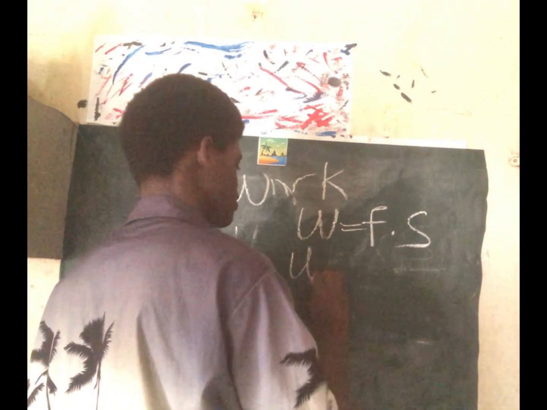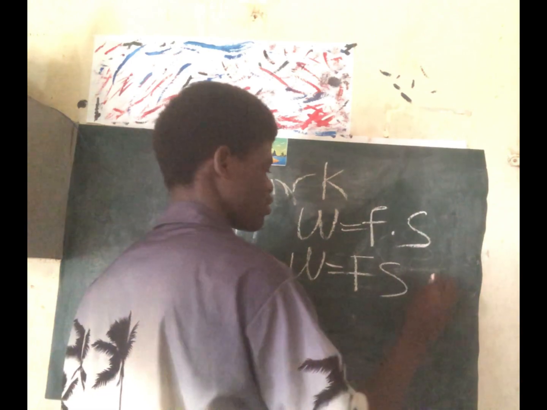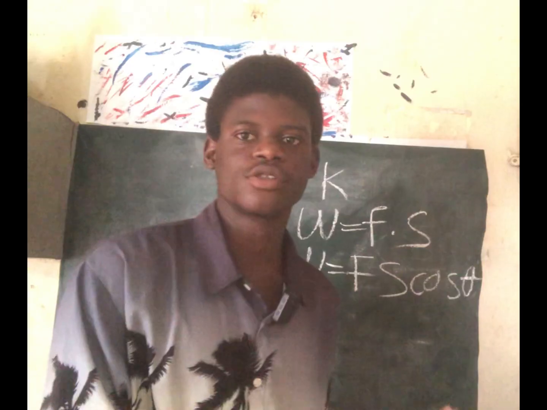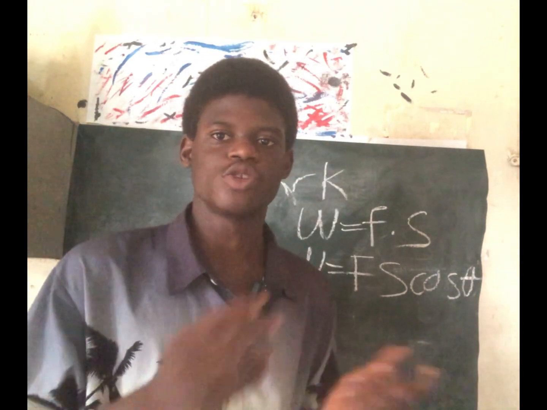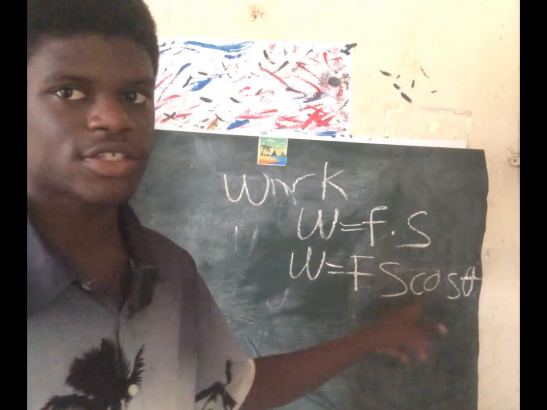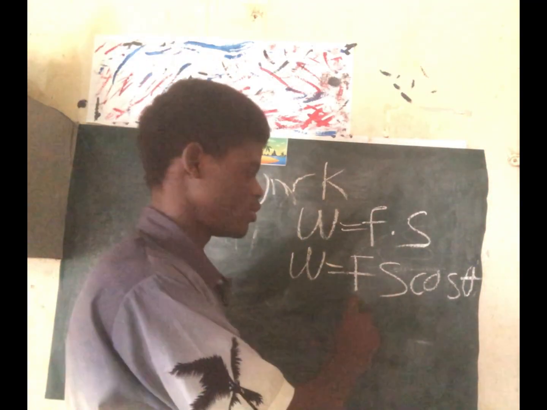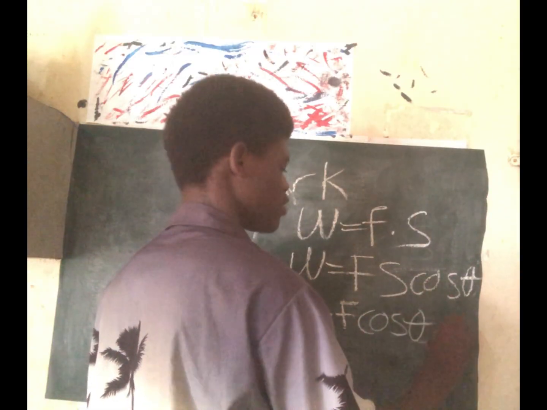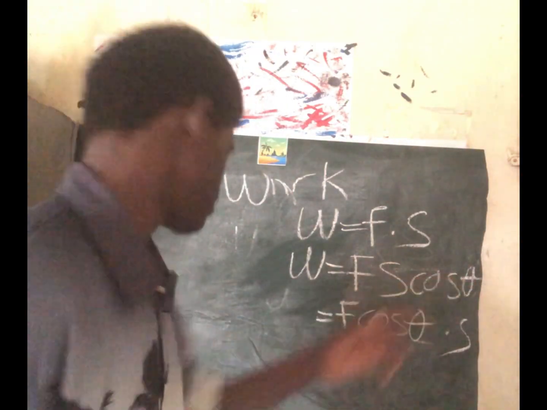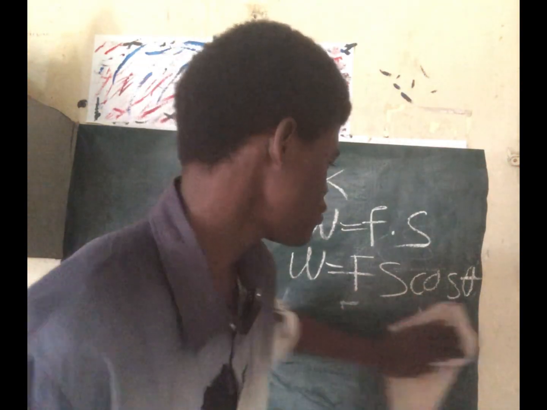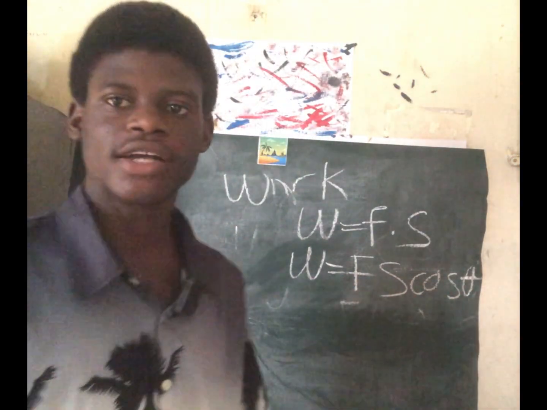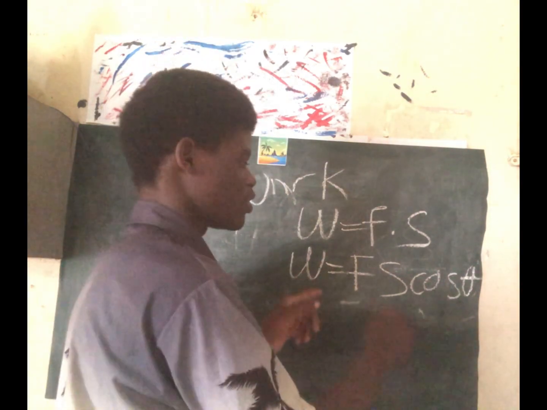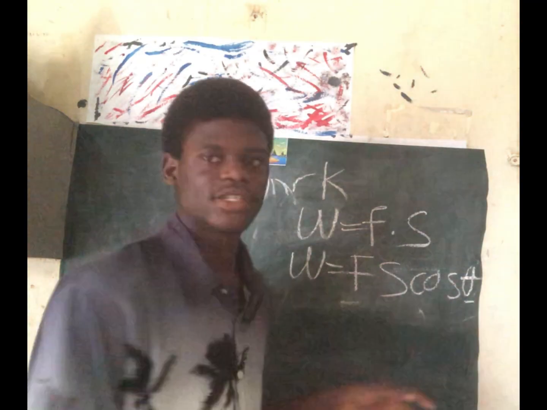This can also be written as Fs cos theta. Remember that A dot B is equal to AB cos theta, and A cross B is equal to AB sin theta. So F dot S can be Fs cos theta. You should know that this cos theta belongs to the force here, so it is F cos theta times S. You can just leave it like this, Fs cos theta. If you are asked to find the angle between the force and the displacement, this is the formula you use, and theta is the angle between them.